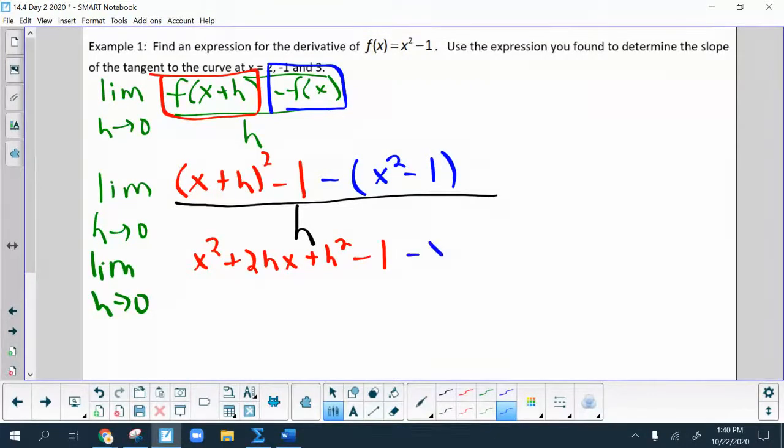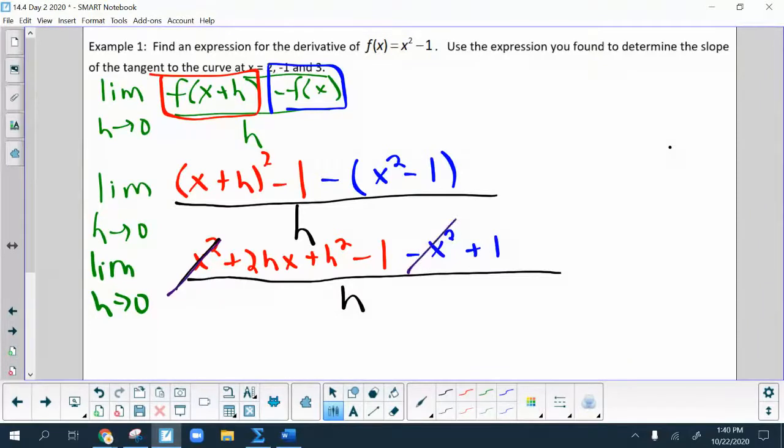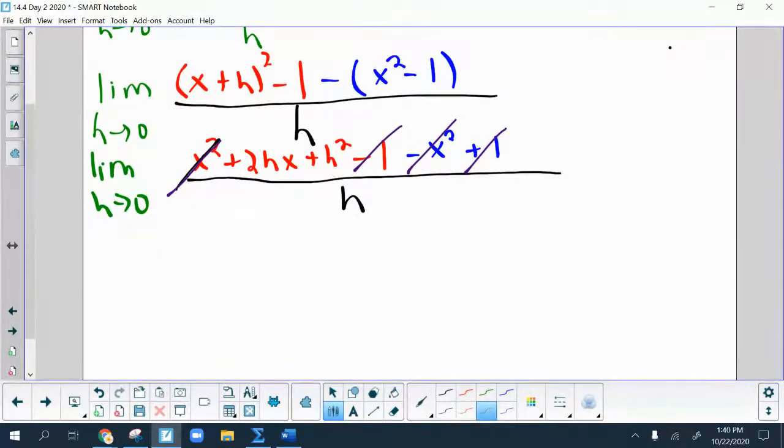So there I went ahead and I squared it. And then here I am distributing the negative. If you do this correctly, anything that doesn't have an h in it will cancel. So the x squareds cancel and the 1 cancels, and I am left with 2xh plus h squared. So everything in the numerator and in the denominator has an h.